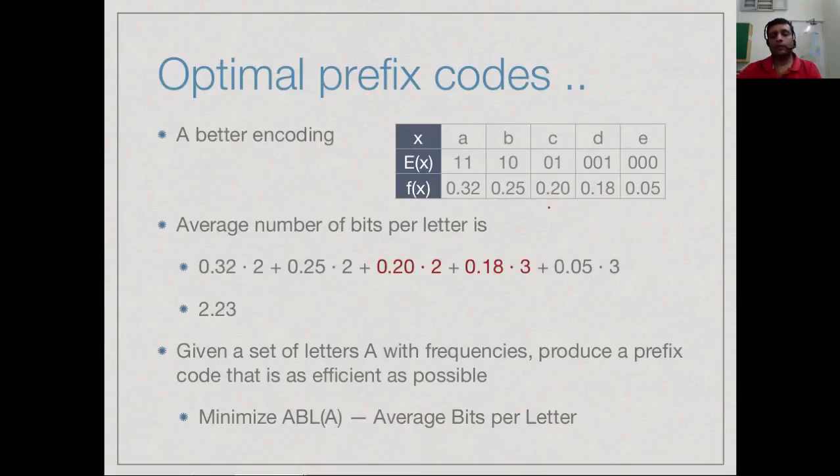So if I invert that, supposing I now assign a 3-letter code to D and a 2-letter code to C, then these two terms change. The other terms, though the encoding may have differed, the lengths don't change. So instead of 2.25, I get down to 2.23. So what this says is by looking at different encodings, I could get different ABL values, this average bits per letter. So now our goal is to find an assignment capital E which minimizes this quantity so that our coding is as efficient as possible.